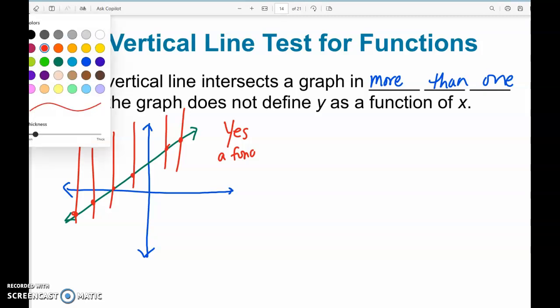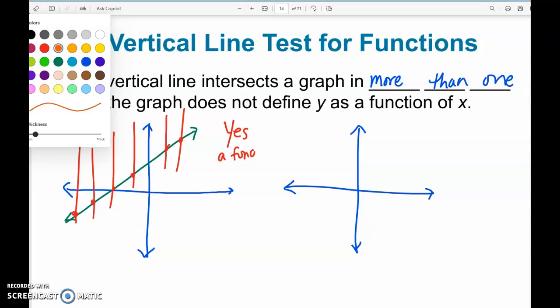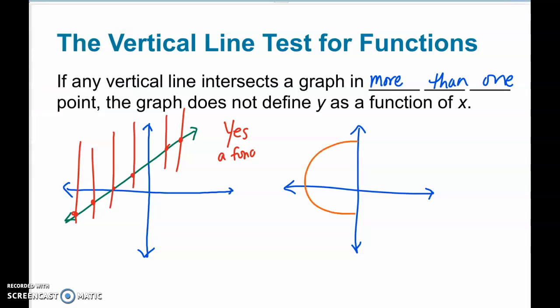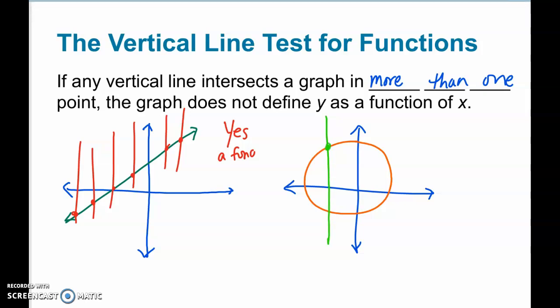So if this was your graph, when I draw vertical lines through this, I will see that the vertical line crosses in more than one spot. So this would be not a function.